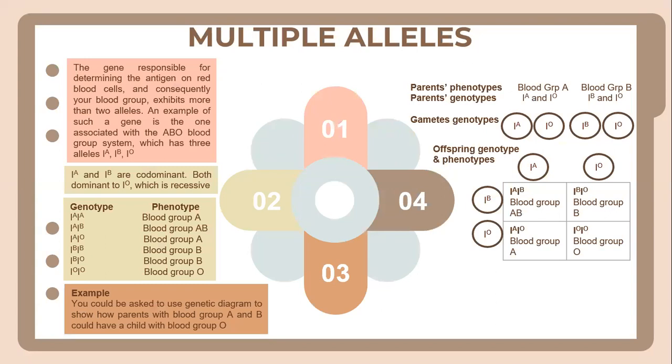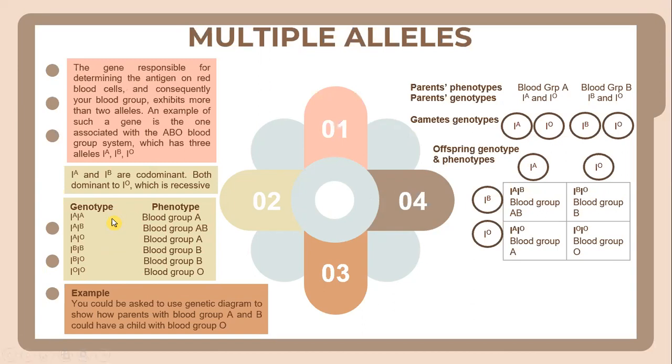For multiple alleles, the gene responsible for determining the antigens on red blood cells, and consequently your blood group, exhibits more than two alleles. An example of such a gene is the one associated with the ABO blood group system, which has three alleles: I^A, I^B, I^O. I^A and I^B are codominant, and both are dominant to I^O, which is recessive.